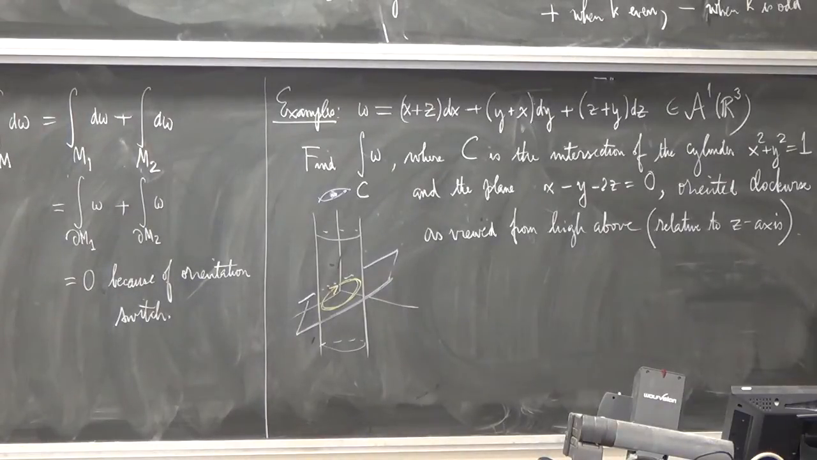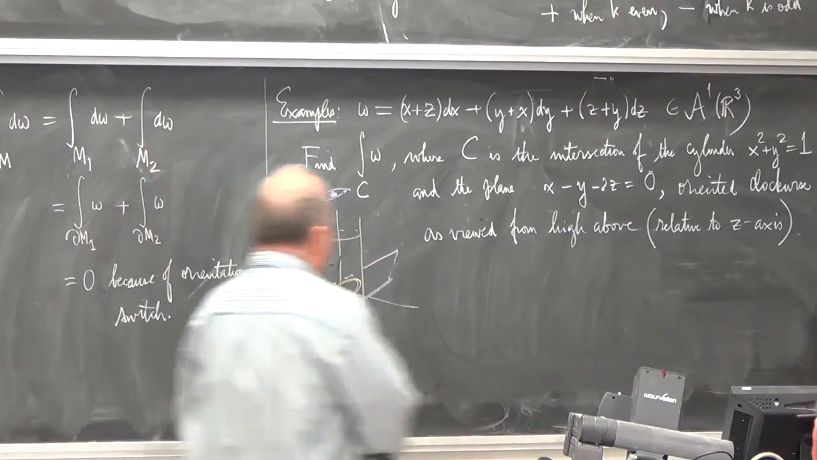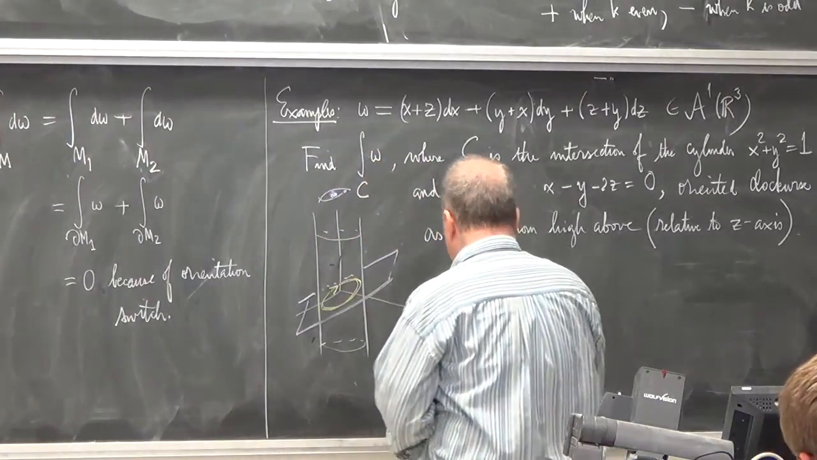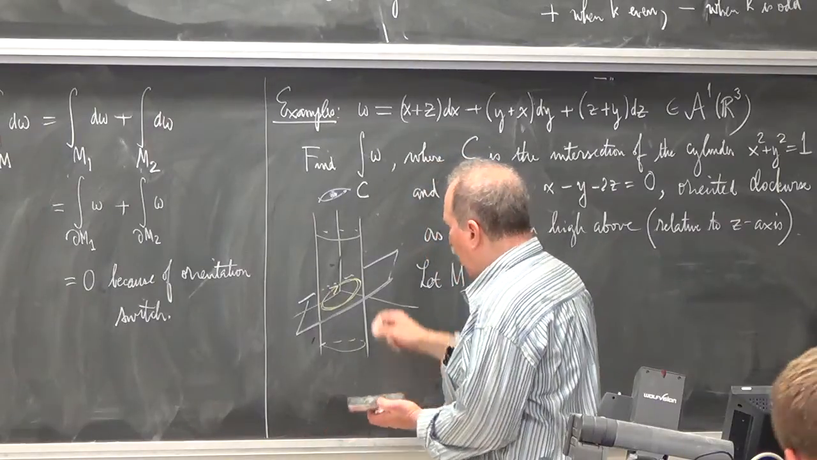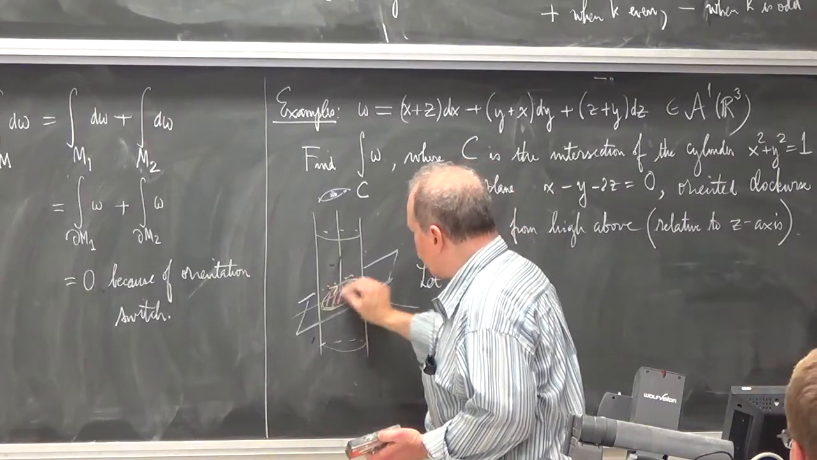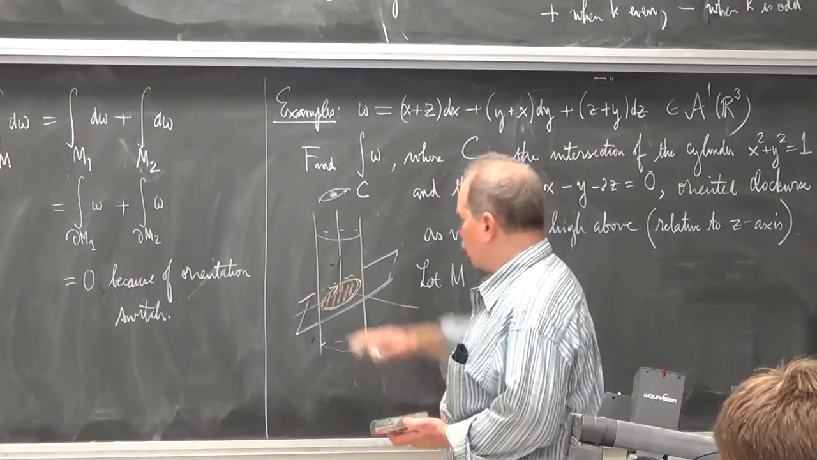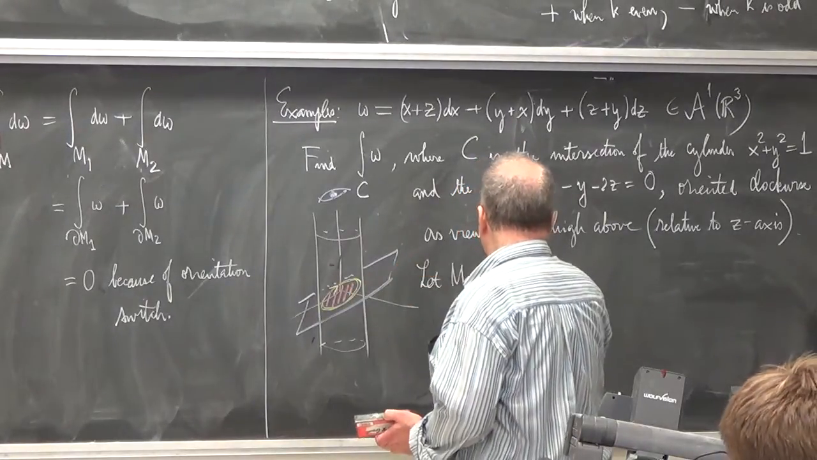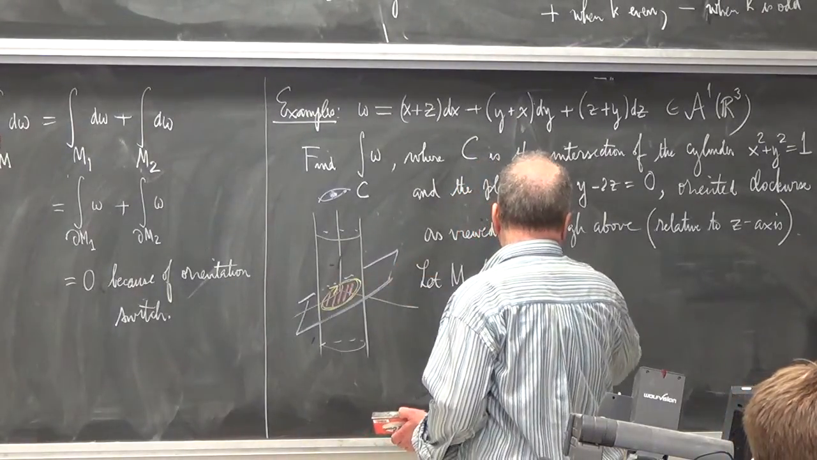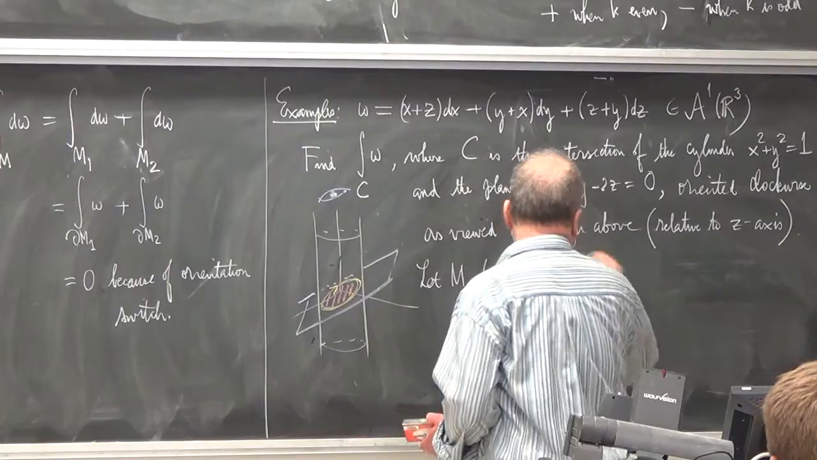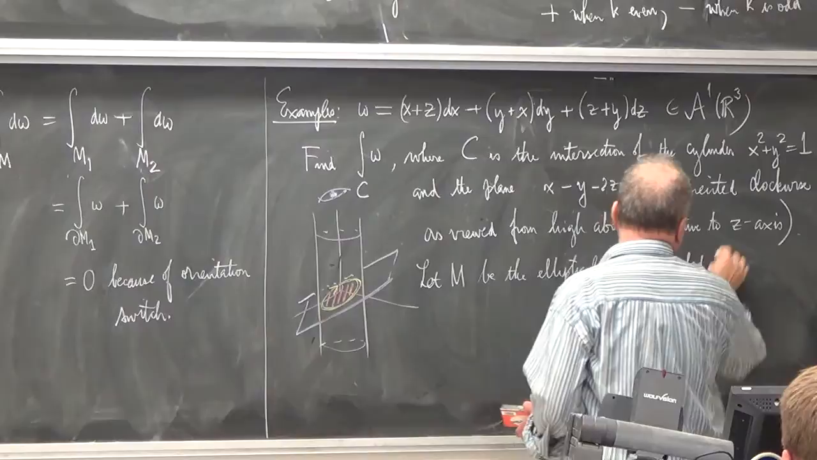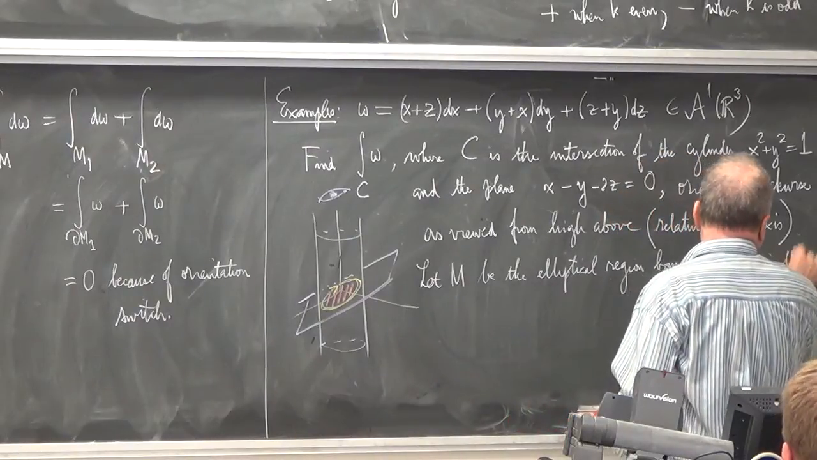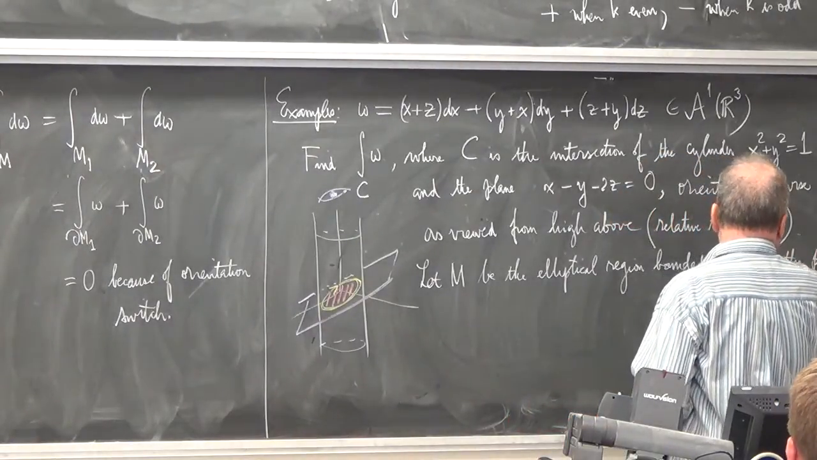An elliptical disk. So you could say, let M be the region bounded by this ellipse in the plane. Let M be the elliptical region bounded by C in the plane. Now, of course, there are lots of other surfaces.